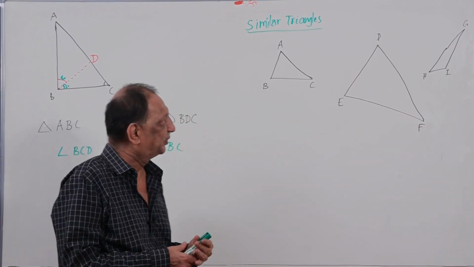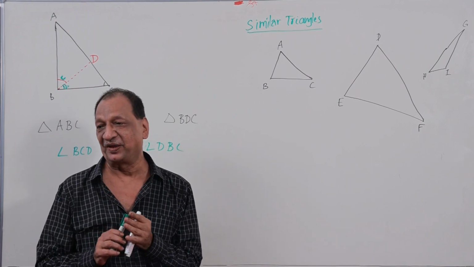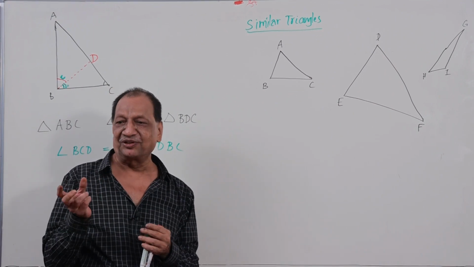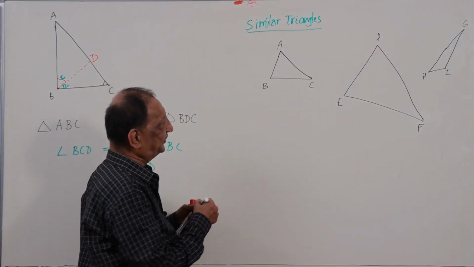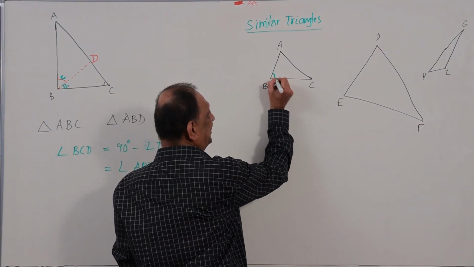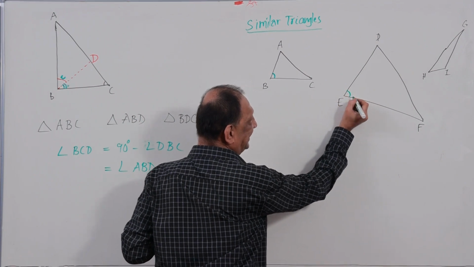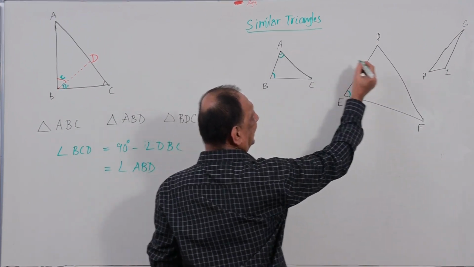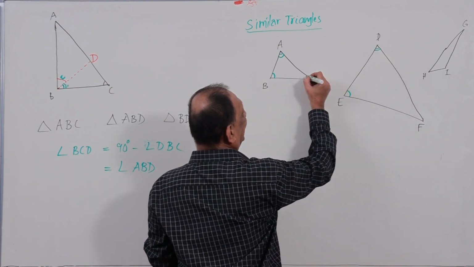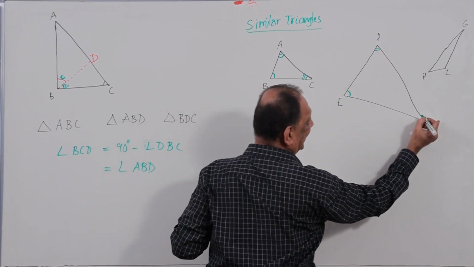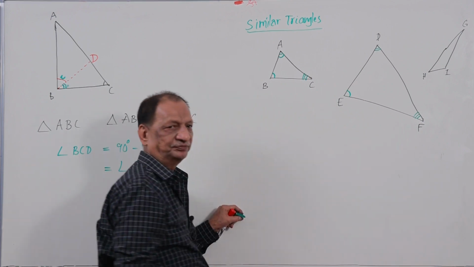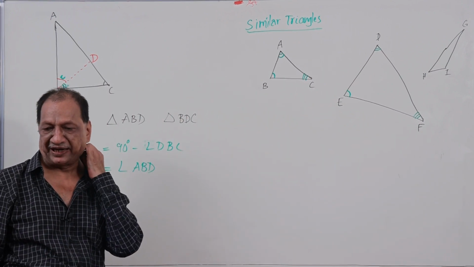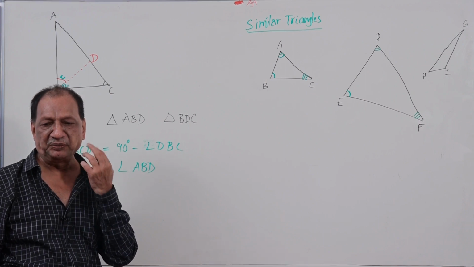And the definition is very simple. Angles are the same. Angles are equal. Similar triangles have three angles equal to the three angles of the other triangle. So in this case, for example, the angle at B is the same as the angle at E. Angle at A is the same as angle at D. Angle at C is the same as angle at F. Correct? So when you have three angles the same for two triangles, they are called similar triangles.